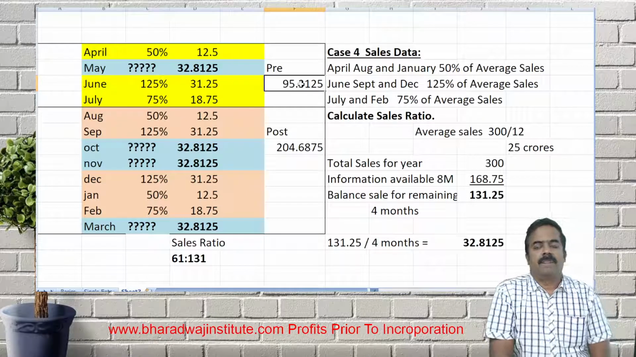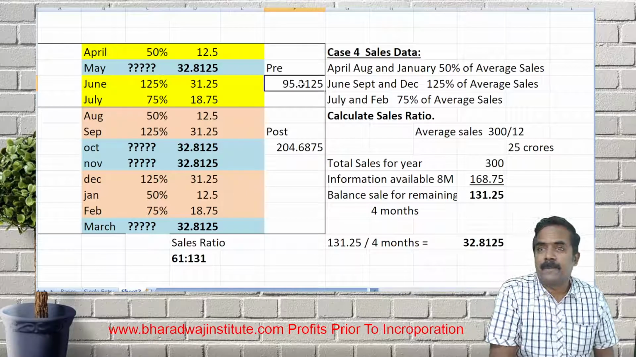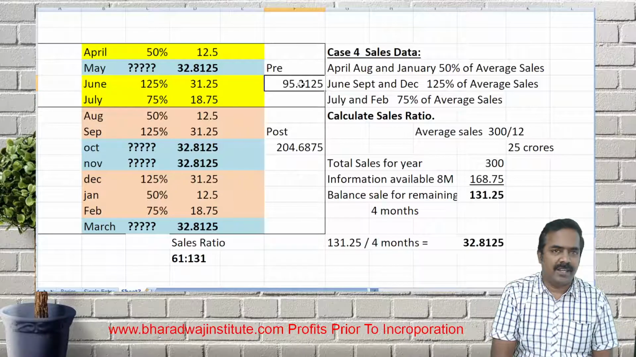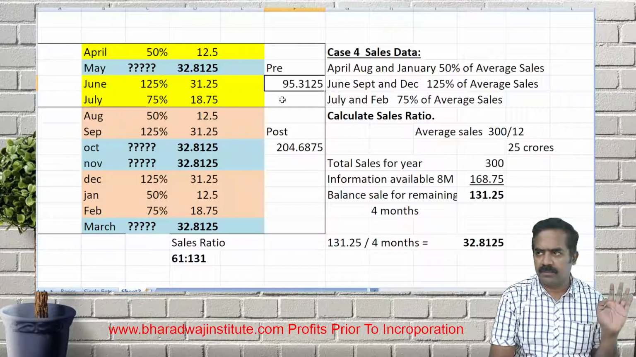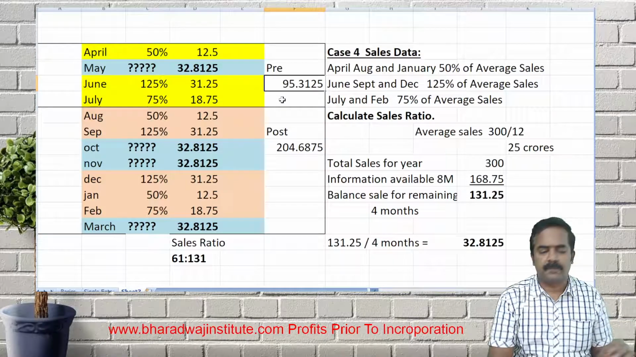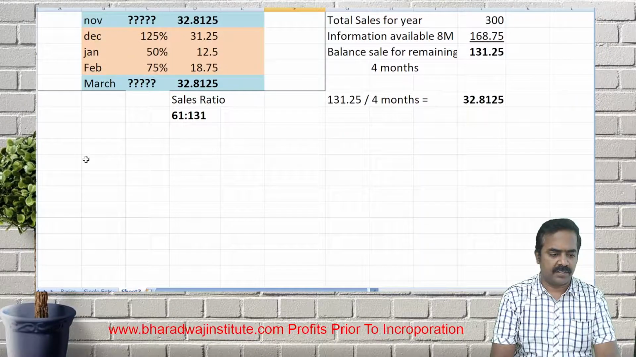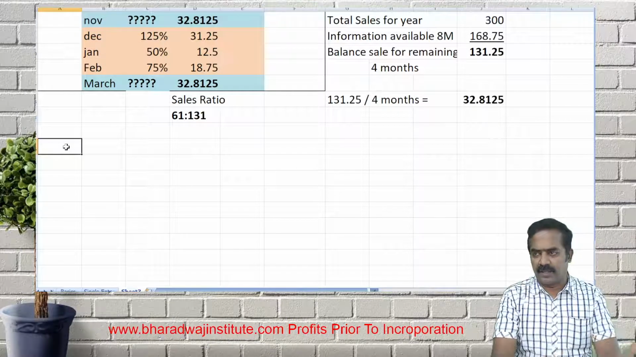Next. What is the time ratio in this question? 1:2. 4 months is to 8 months. 1 is to 2. Yeah. Shall we proceed? Take up this next. This is not a separate case. Take up this.